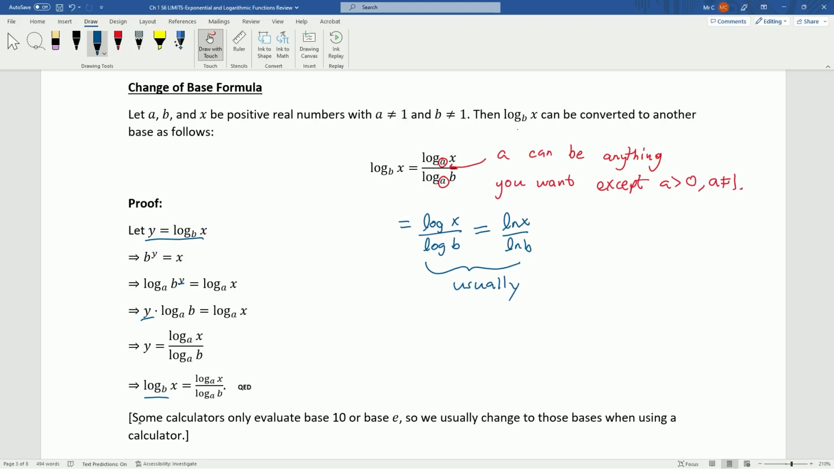So we can pick whatever power we want, right? Whatever base we want, a. It will always work, as long as it's positive and not equal to 1, I should say.